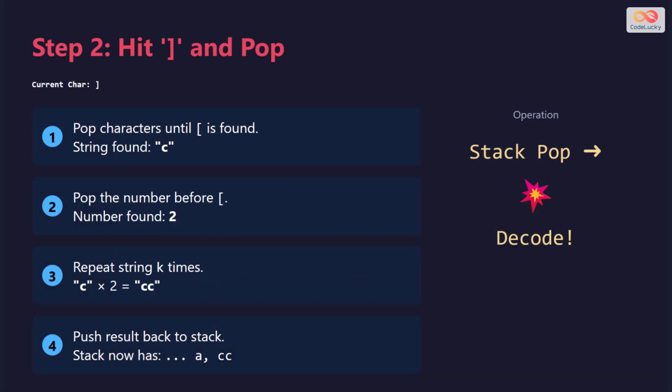The magic happens when we see a closing bracket. This signals that a specific encoded section is complete. We immediately start popping from the stack to retrieve the string inside the brackets. Then, we pop the number associated with it. We repeat the string that many times and push the result back onto the stack to be part of any outer brackets.